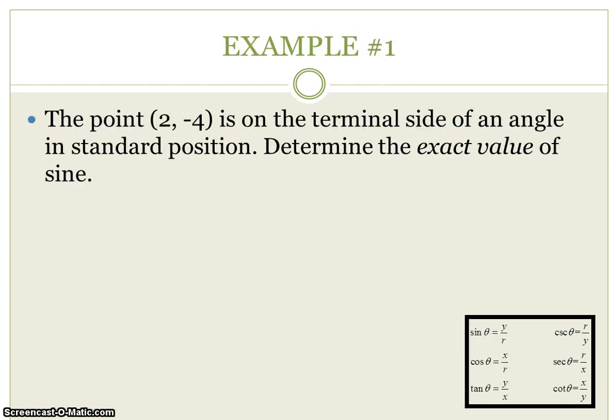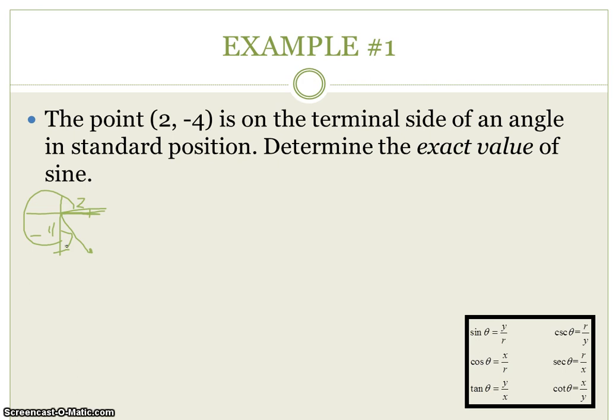Okay, so in example 1, it says you have a point (2, -4), so I'm going to draw my axes since I know it's going to be on the terminal side of an angle in standard position. If I go over 2 and down 4, just think algebra 1, I plot that point right there. So this is going to be the terminal side of my angle. I started at the positive x-axis, and we're always going to go in this counterclockwise direction.